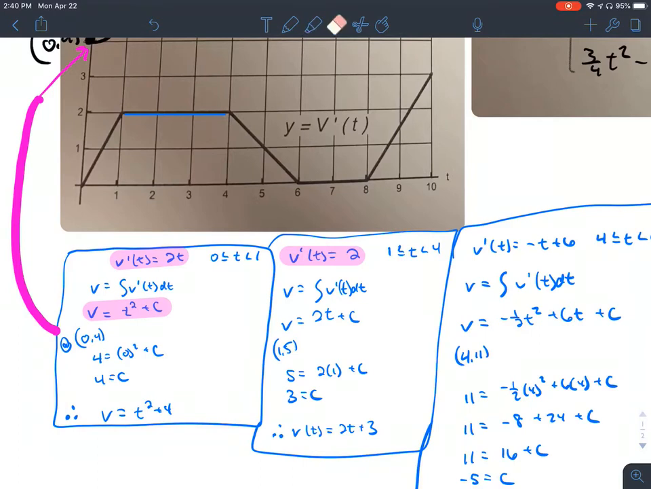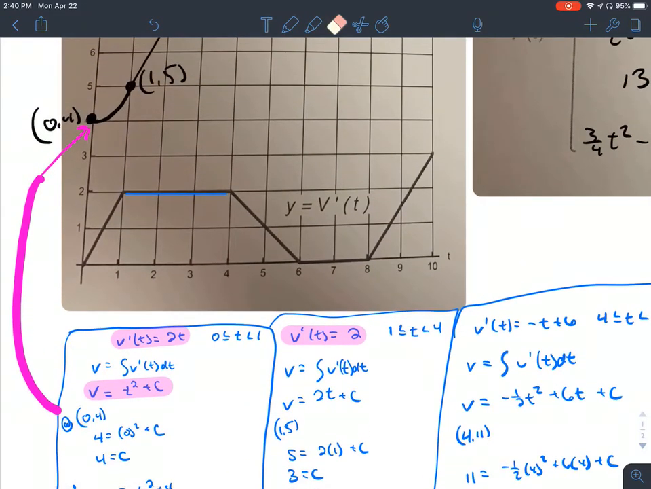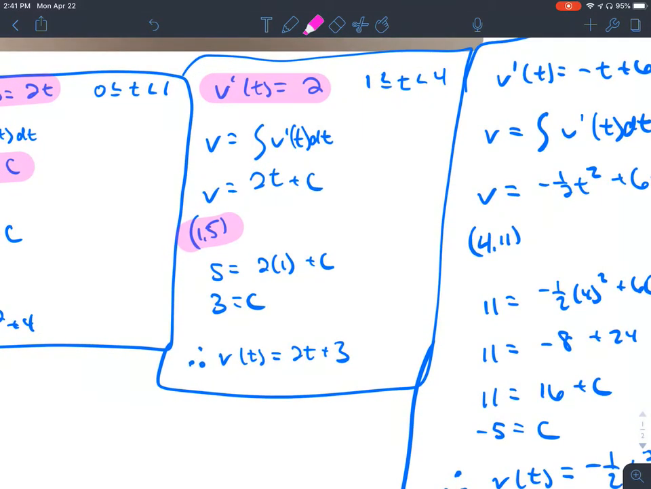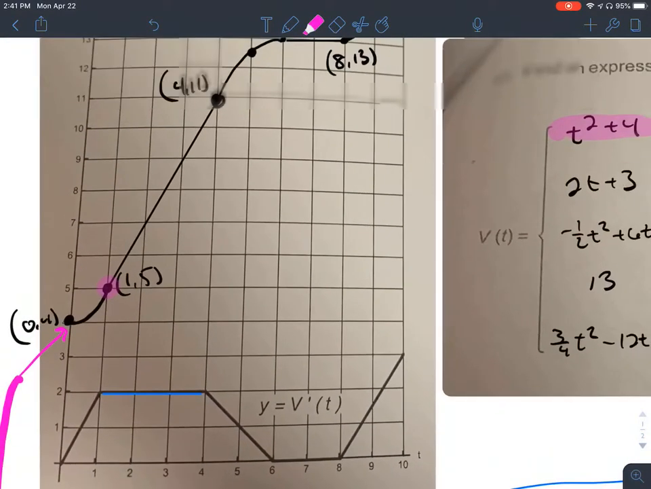To figure out what that constant is, we need one ordered pair. And to figure out where the ordered pair is, you figure out where the last graph ended. This is going to be a continuous function. It ended at 1, 5. So we put 1, 5 into this, 5 in for v and 1 in for t. Figure out that c is 3. So our linear equation is 2t plus 3. And that's what I have graphed here.